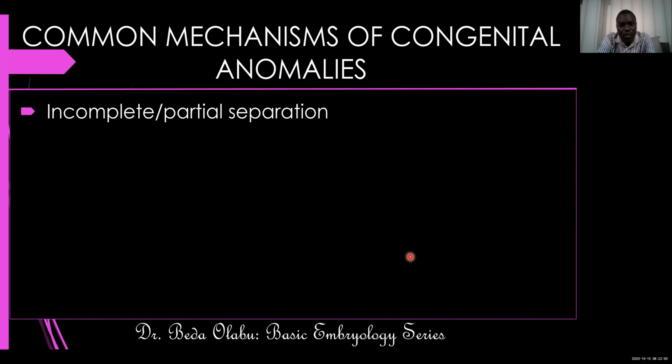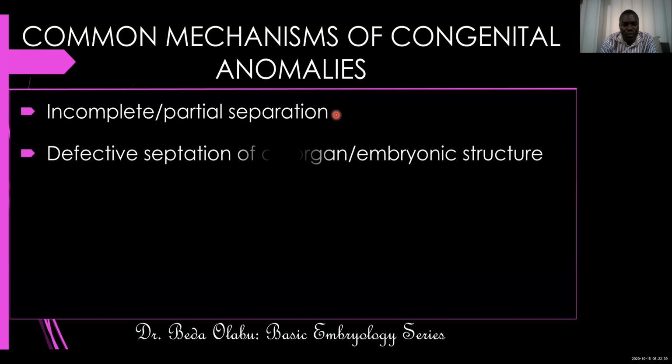Still, you can have abnormalities which are due to incomplete or partial separation. This applies to scenarios where structures are supposed to separate. Now, if they don't separate, what happens? A good example here would be perhaps in the development of the digits, where the fingers are supposed to separate. So if they don't, then it means you have fusion.